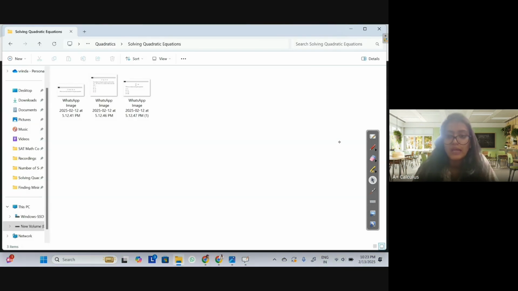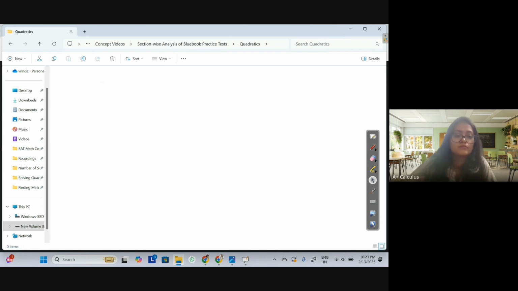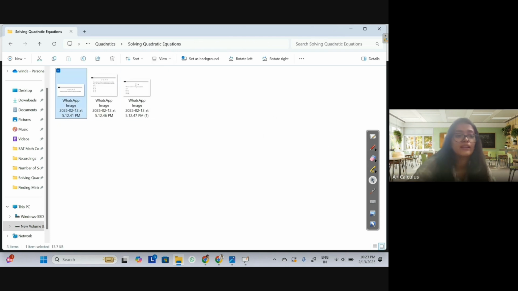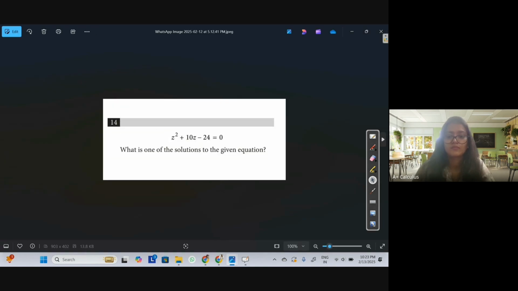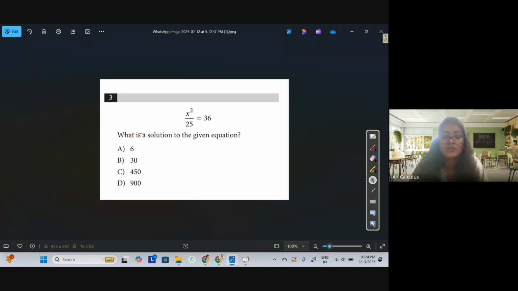Now, the next question type is solving quadratic equations, which is the third question type. These are the easiest. You will have a quadratic equation, and you just have to find its solutions. If we see another question, here also we have a quadratic equation, and its solution can be written in the form 1 plus square root of k. So what is the value of k? Next question, this is very simple. What is the solution to the given equation?